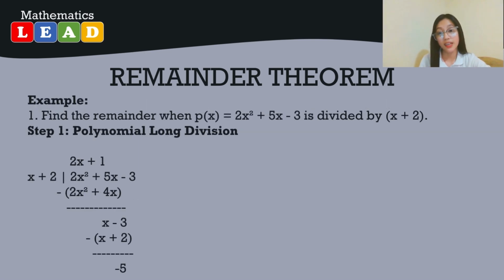So let's have an example. Find the remainder when p of x is equal to 2x squared plus 5x minus 3 is divided by quantity of x plus 2. So our step 1 is the polynomial long division. We perform polynomial long division of 2x squared plus 5x minus 3 by x plus 2. So we got the remainder of negative 5.